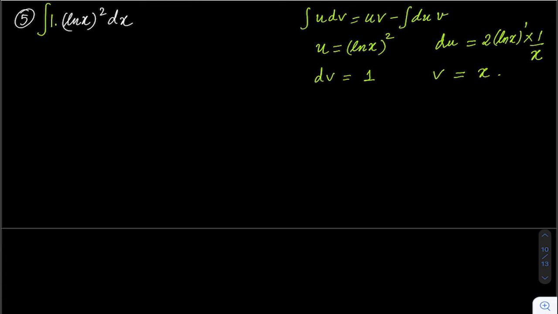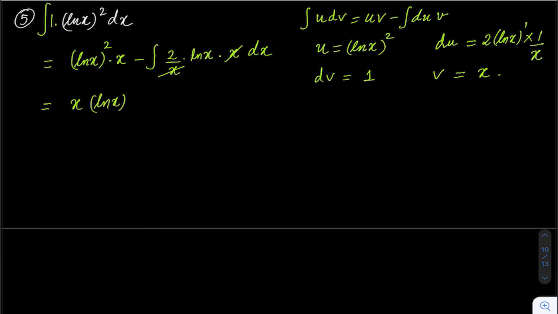Okay, so let's see what happens. This is equal to u into v. So u is (ln x) whole square into v, v is x, minus integration of v du. So du is actually 2 over x into ln x, right? Into v, v is actually x, dx. Now you can again see this x we can cancel. Very good, it simplifies a little bit. So what I am getting, let's write: x (ln x) whole square minus 2 times integration of ln x dx.